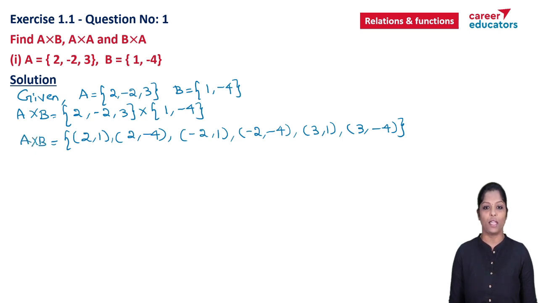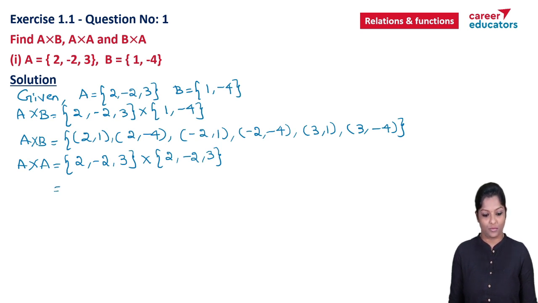Next we are going to find A cross A. To find A cross A, we have to pair each element of A with each element of A. A cross A equal to, write all the elements of A, cross, write all the elements of A again. In the next step, we have to take the first element of A and pair it with all the elements of A. We will get (2, 2), (2, -2), (2, 3).